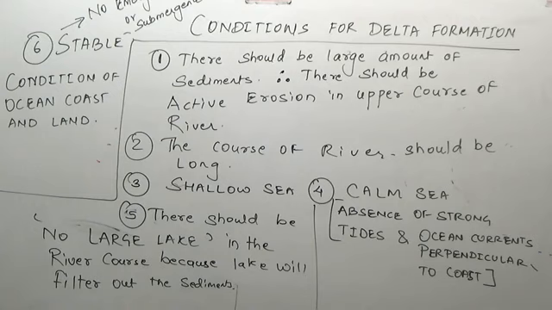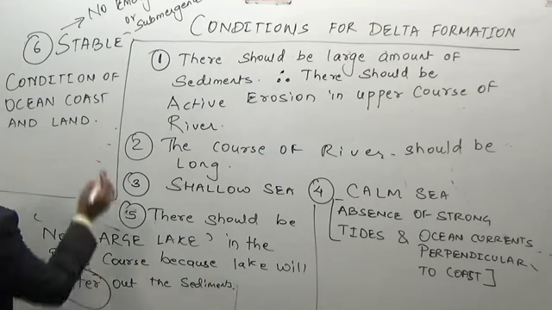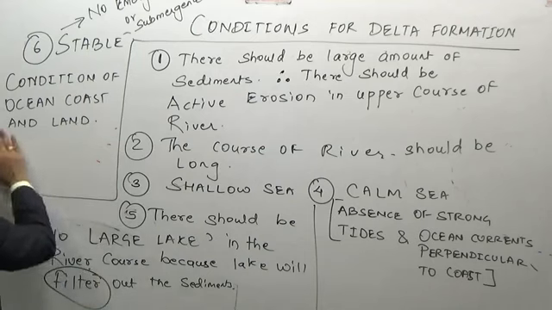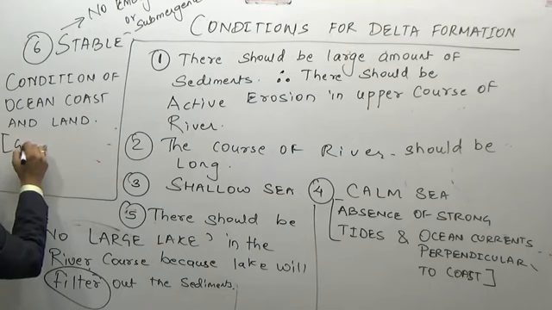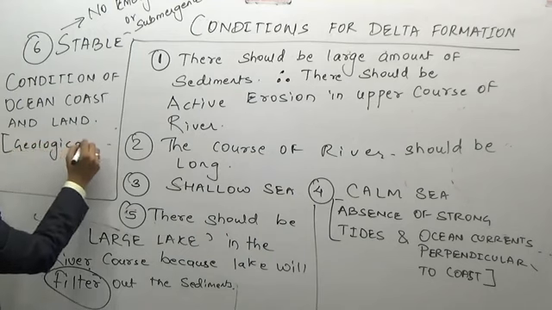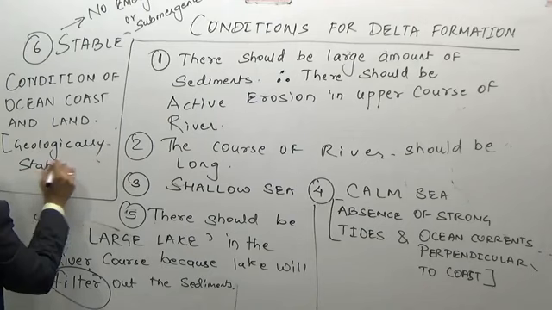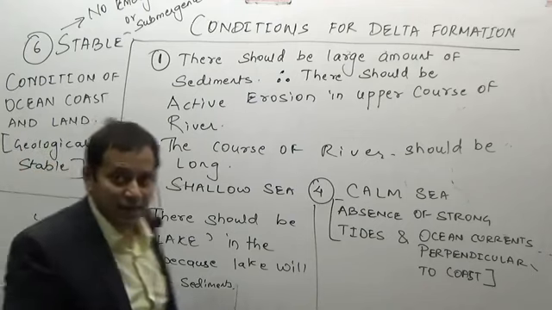The example I gave you is the Western Ghats versus the Gangetic Delta. There should be a shallow sea. Why? Because if there is a very deep sea, the sediments will be washed away. Calm sea conditions: if the conditions are not calm, the sediments will be washed away. There should not be a lake, otherwise the sediments will be filtered away. And a stable coast, that is, geologically stable conditions of a coastline, then only the delta will be formed.